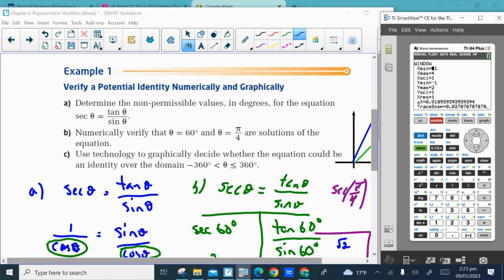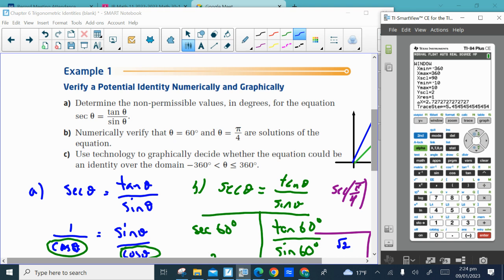Now we want to show that the equation is probably an identity between negative 360 degrees and positive 360 degrees. So for my x min and max, they'll be negative and positive 360 degrees. I'll set my scale at every 90 degrees. For my y values, I'm not really sure what they should be. Let's start by going from negative 10 to positive 10 on the y-axis, and I'll put my scale at 2.